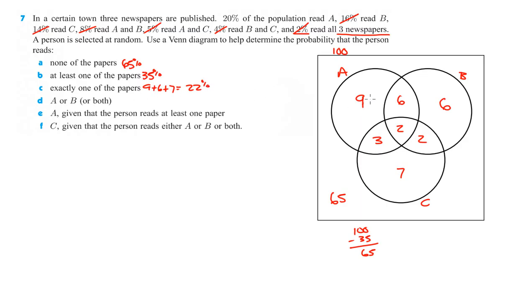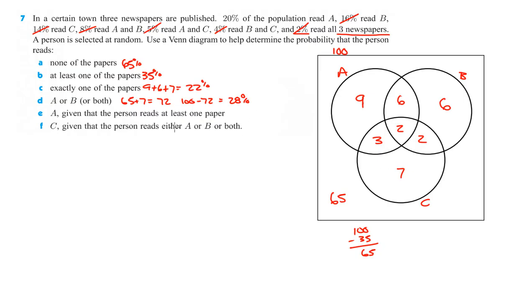Yeah. A or B or both. So that's going to be everybody that's in these circles here. So probably the easiest way, instead of adding all those up, is I'm going to take 65 plus 7. Those are the people that don't read A or B or both. And that is going to give us 72. So now I do 100 minus 72, and that gives me 28%, which would be the same as adding up 9, 6, 6, 2, 2, and 3, which probably wouldn't have been that difficult anyway.